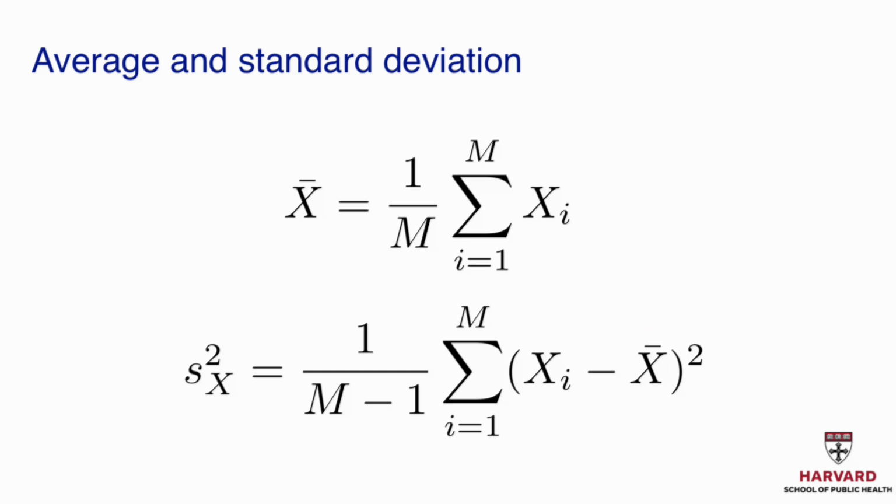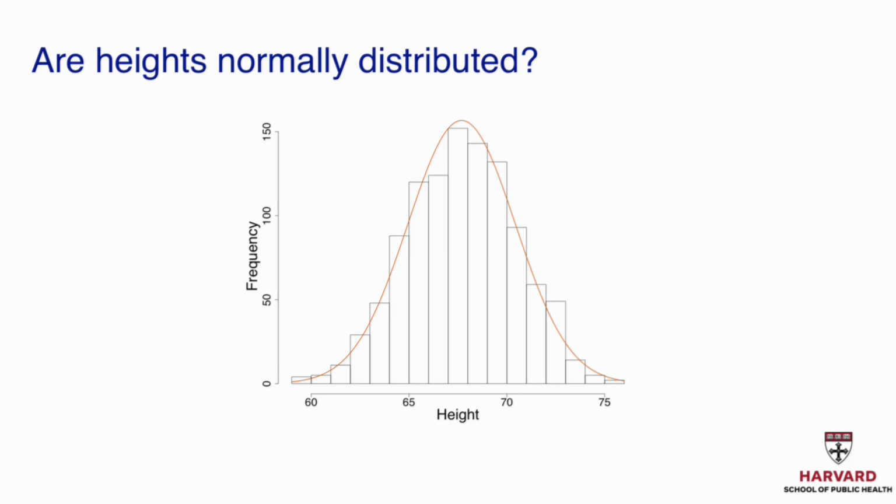So let's look at the distribution of heights. Those are shown with a histogram. And let's show a normal distribution with mean obtained from the data and standard deviation obtained from the data. And you can see that it looks like a pretty good approximation.